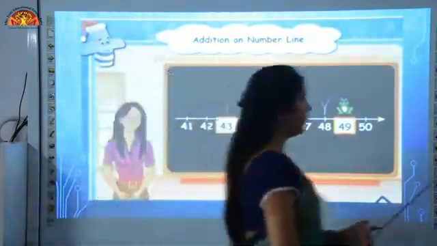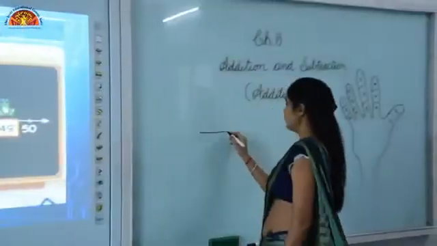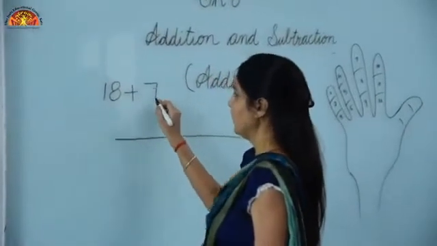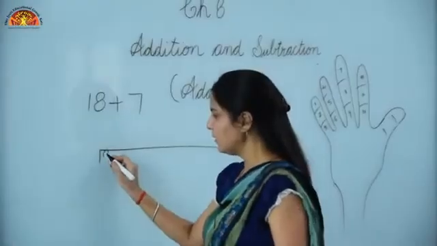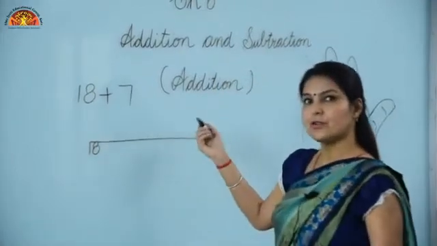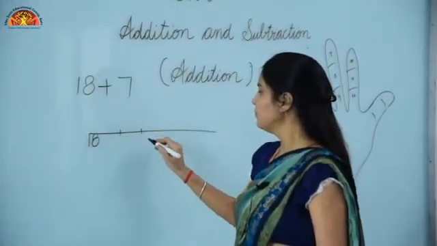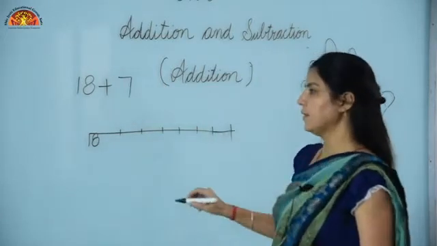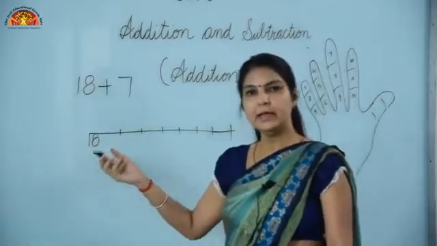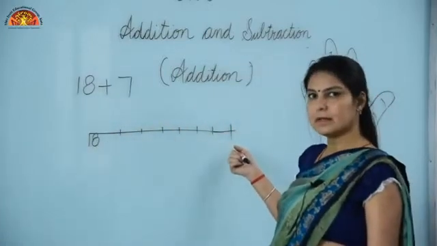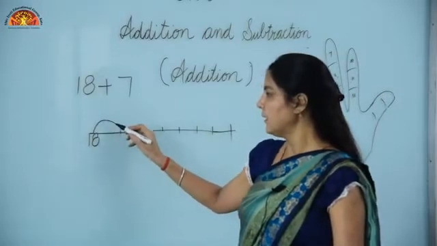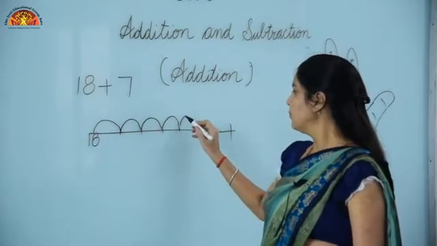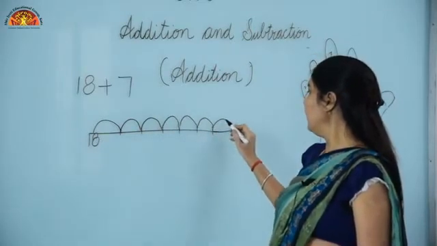Look at the example here on the board. Suppose we are going to add 18 and 7. So we will mark 18 here and draw 7 sticks on the line. 1, 2, 3, 4, 5, 6 and 7. And we will start counting after 18 and stop where 7 is coming. After 18, 19, 20, 21, 22, 23, 24 and 25.